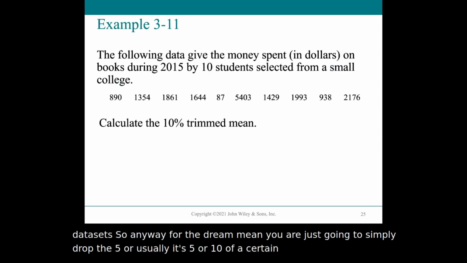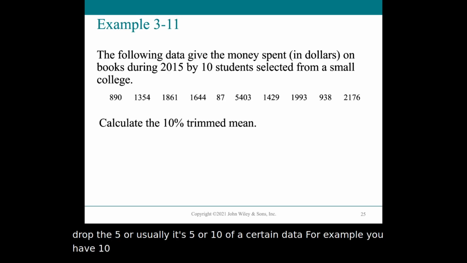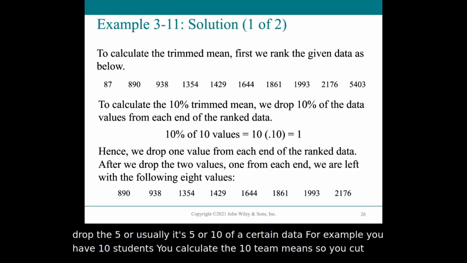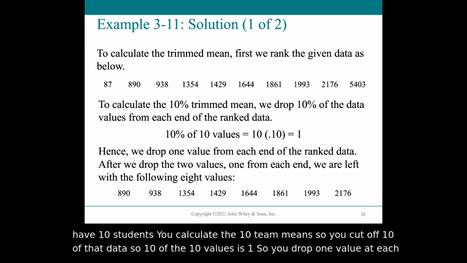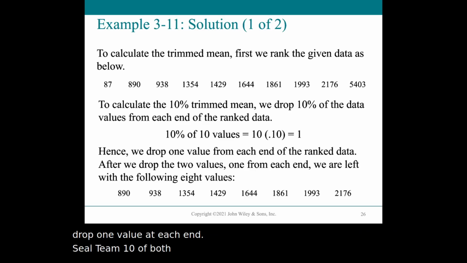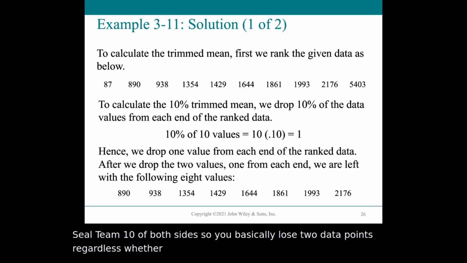So for example, you have 10 students and you calculate the 10% trimmed mean. So you cut off 10% of that data. 10% of the 10 values is 1, so you drop 1 value at each end. So you trim 10% of both sides, and you basically lose 2 data points. Regardless of whether those data points are outliers or not, you lose them. So that is your trimmed mean.